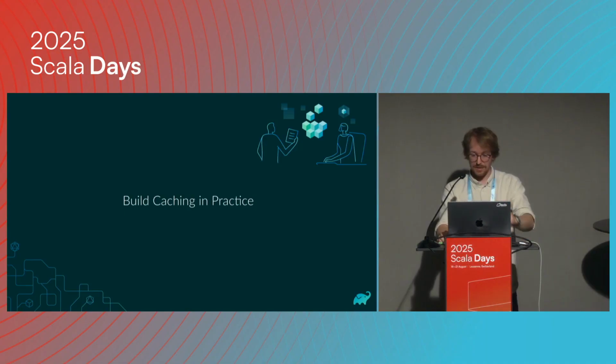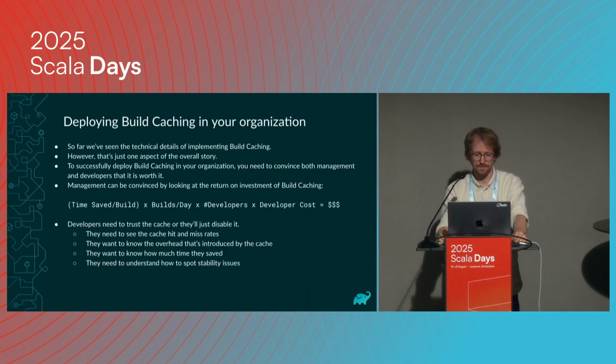So let's see now what it takes to actually deploy build caching in practice in an organization. We've talked only about the technical details of implementing build caching. That's one part of the story, but it's not everything. If you really want to deploy build caching in an organization, we'll have to convince both management and developers that it's worth it. Because management is going to pay for the build caching, for the time to implement it, deploy it, and so on.